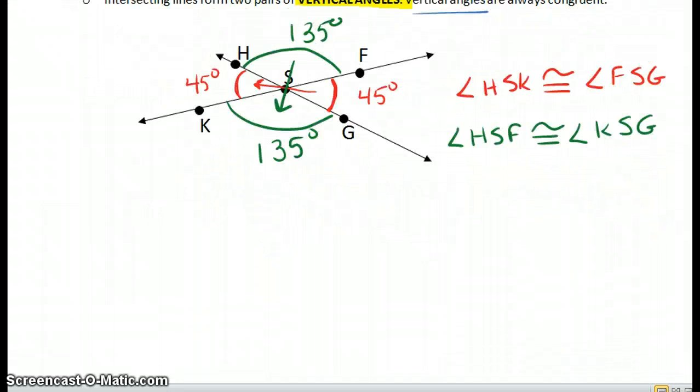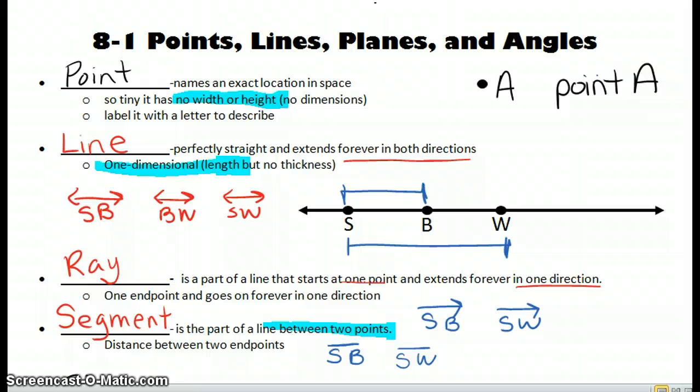That's the conclusion of points, lines, planes, and angles.